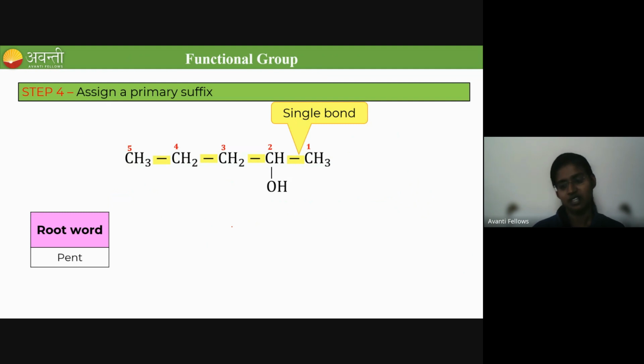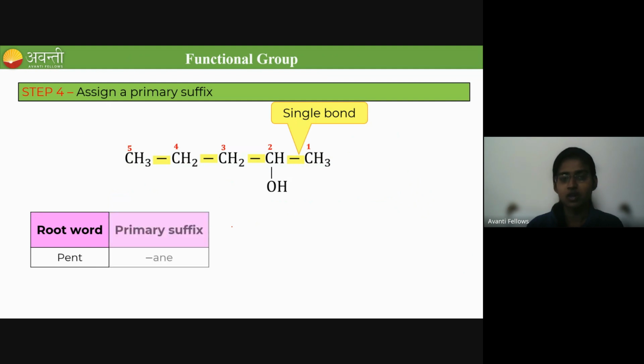Yeah, Stephen's answer is correct. But the most appropriate answer is not given by Stephen. Stephen's answer is also correct, but there is a more appropriate one. Yes, JNV Ramnagar students, you want to say something? You have raised your hand, it seems. Pentan-2-ol. Very good. Pentan-2-ol is the more appropriate, most correct answer. Good. Others are also giving a try. Really great. So here we have to assign a primary suffix.